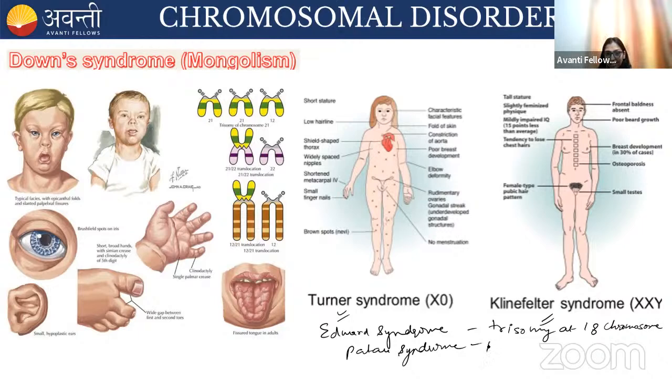And Patau syndrome, when the trisomy occurs at the 13th chromosome. So that means in Edwards syndrome, there's an extra copy of chromosome number 18, and in Patau syndrome, there's an extra copy of chromosome number 13. Remember this.